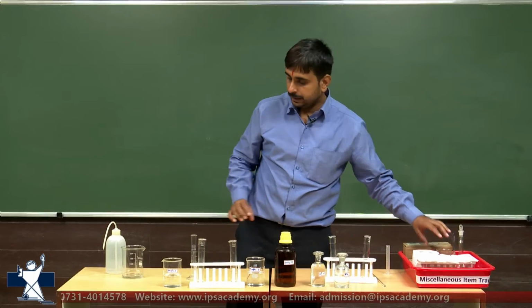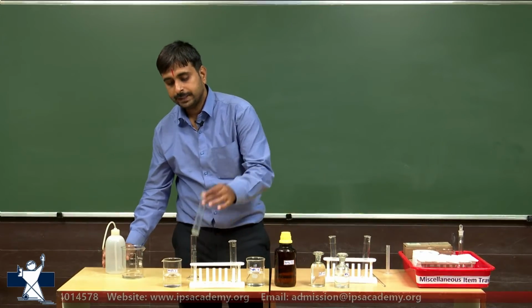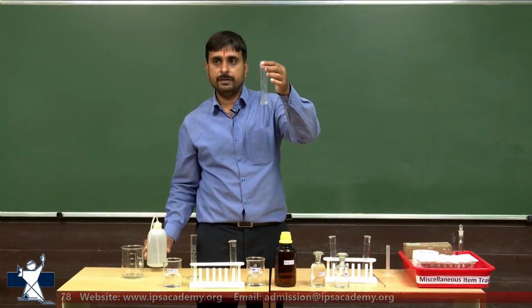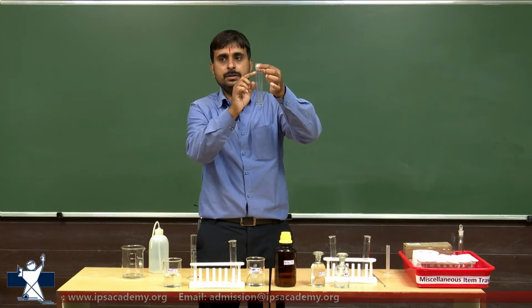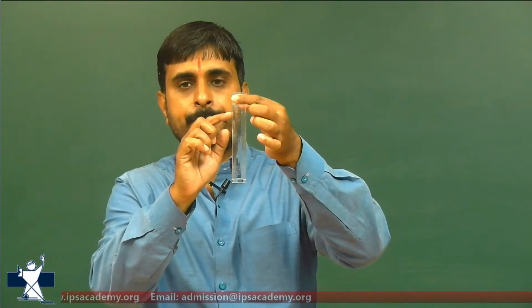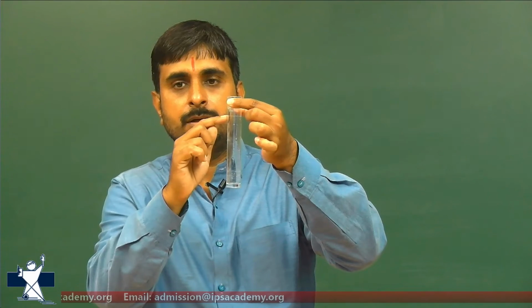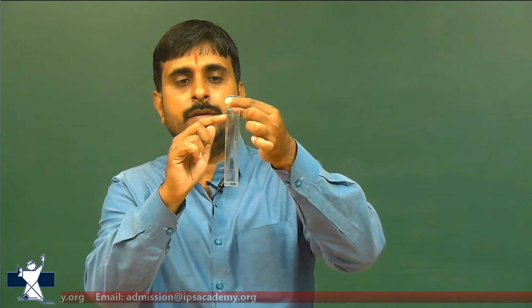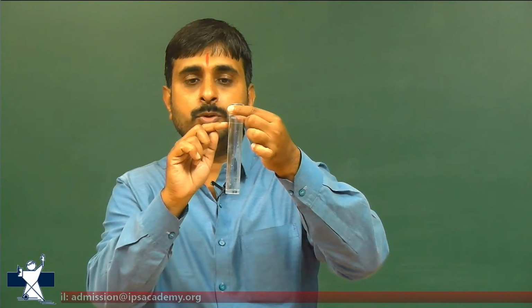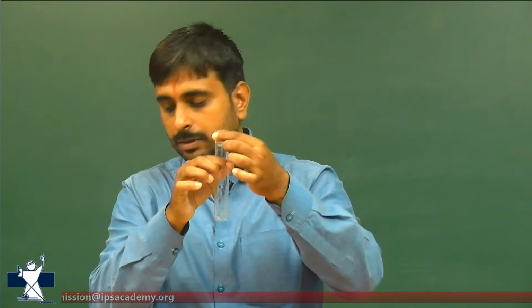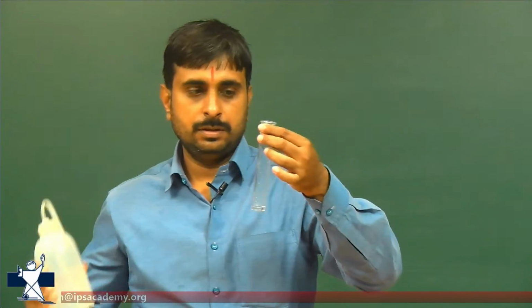Now, I will be making the solution up to the 50 ml mark. We have a mark over here. Here we can see, please show the mark. This is the 50 ml mark, and we will fill all the 3 Nessler cylinders up to this mark. We will fill it with distilled water.